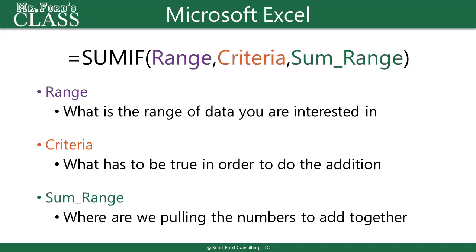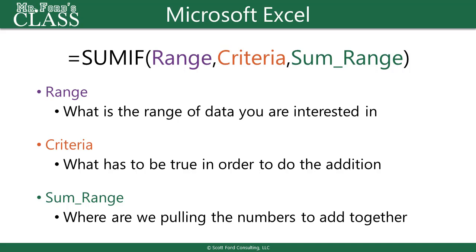The criteria. What has to be true in order to do the addition? So we're looking at the range, and what are we looking at the range for? Well, we're looking for the criteria. We're looking at what has to be true. And then the sum range is where we're pulling the numbers to add together.